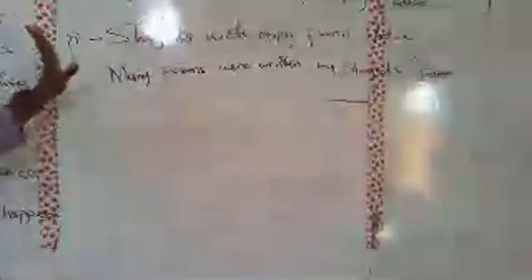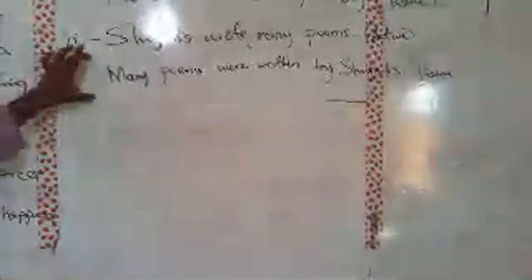Passive. Shoyinka wrote many poems. That's just a direct sentence. But you want to change it to a passive. You want to tell us what happened to something, like the object. You just change it to many poems were written by Shoyinka. That is just in active, in passive voice.